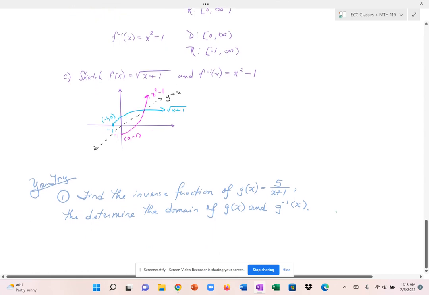Okay, so here's one for you to try. Find the inverse function of g of x equal to 5 over x plus 1, then determine the domain of g of x and g inverse of x. Right, so that's for you to try. Good luck.